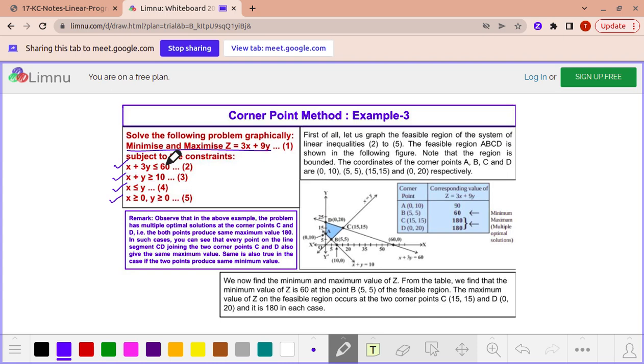So we need to draw all the straight lines. So x plus 3y equal to 60. So this is the straight line x plus 3y equal to 60. Next one is that x plus y equal to 10. So this is the straight line x plus y equal to 10.